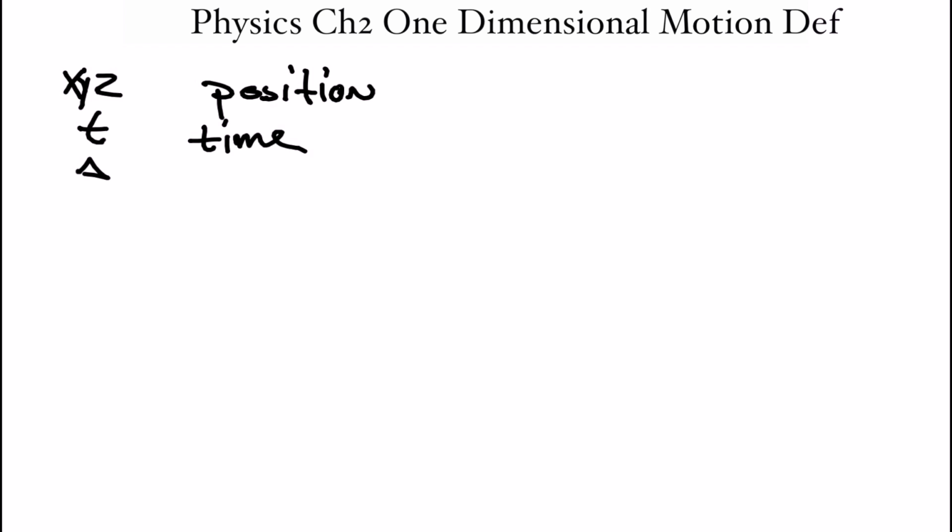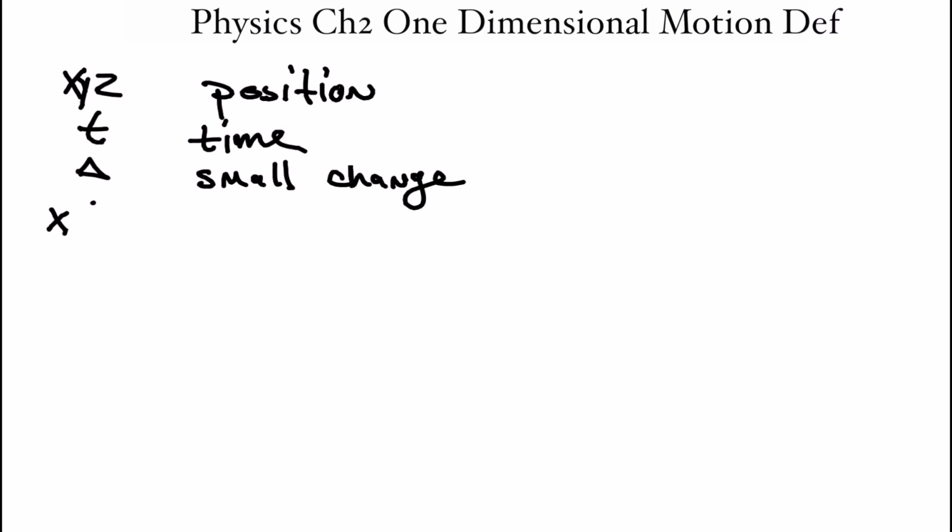So first, if you see x, or x, y, z, or any of these variables, this just means position. Time is denoted by t. Delta means a small change. It could be a small change in time, distance, something like that.